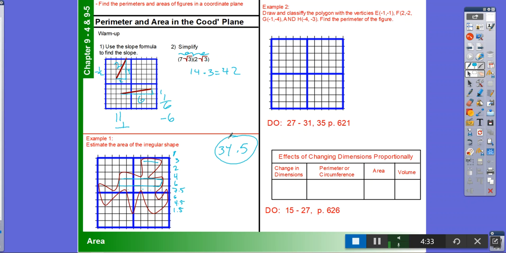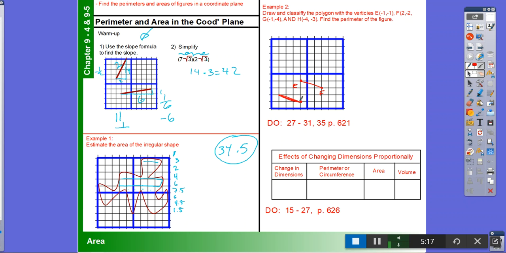All right, let's look at number 2. And I'm guessing number 2 is going to have a lot to do with what we've done here. So draw and classify the polygon with the vertices 1, -1, -1. So let's go ahead and draw this. 2, -2. So that's 2 over, down 2. That's E, this is F, G is -1, -4, and so on.